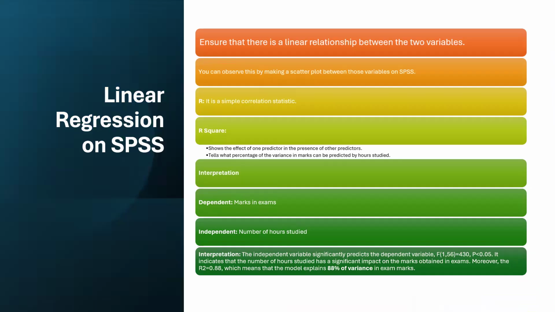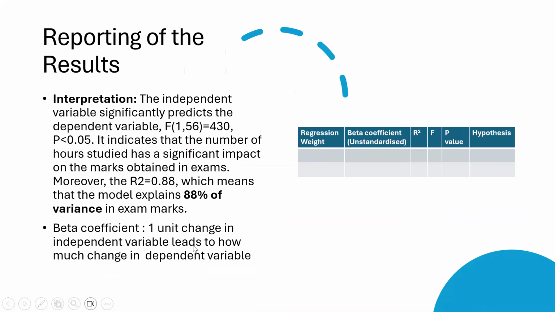The R square value that we saw before shows the effect of the predictor and tells us what percentage of the variance in the dependent variable can be predicted by the independent variable, that is, what percentage of weight gain is causing the pain. And the interpretation is here: the independent variable significantly predicts the dependent variable.